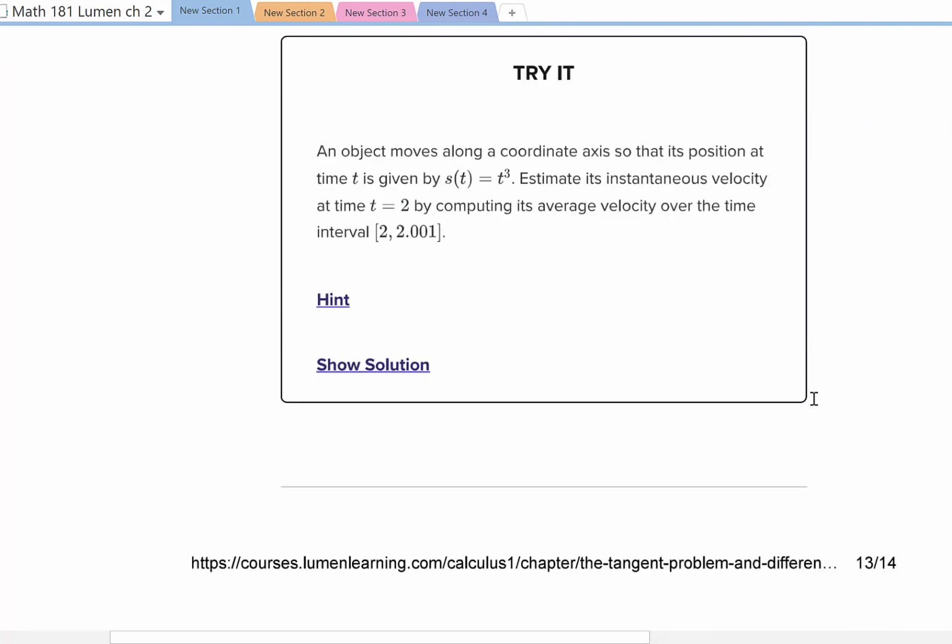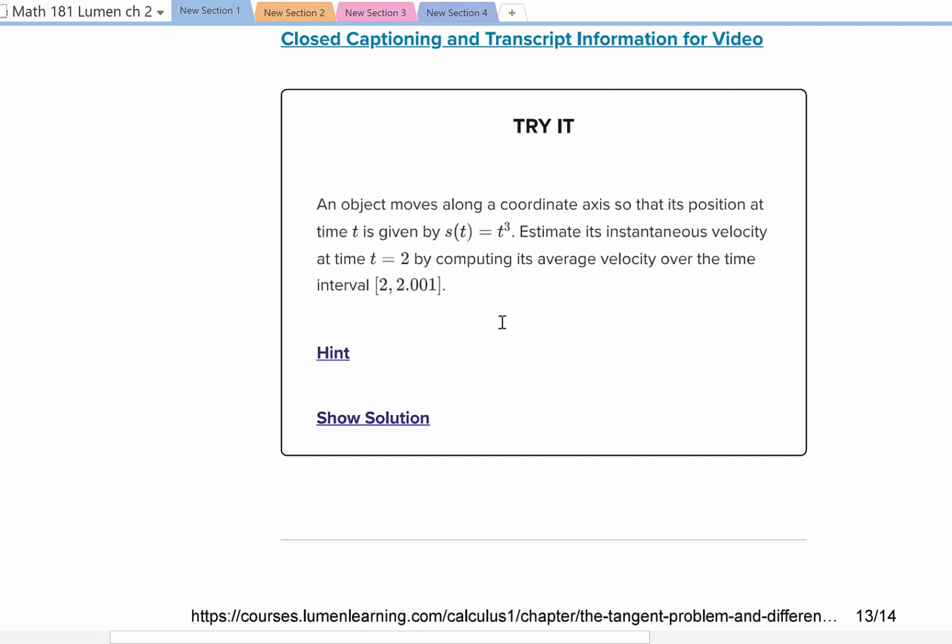Okay, and they have one more example here. The object is moving along the coordinate axis. Now this is t cubed, so we want to know at t equals 2. Estimate the instantaneous velocity by computing its average velocity over time interval 2 to 2.001. So what we're looking at is s of 2. It's going to be 2 cubed, which is 8.